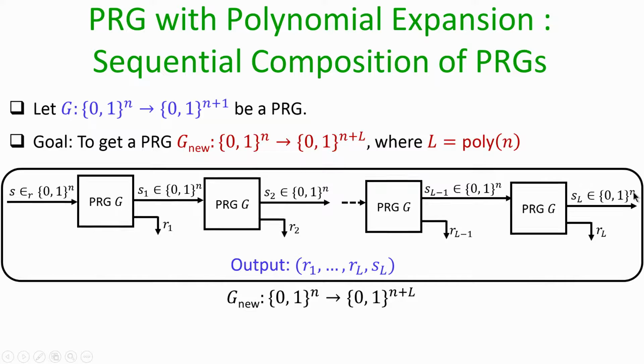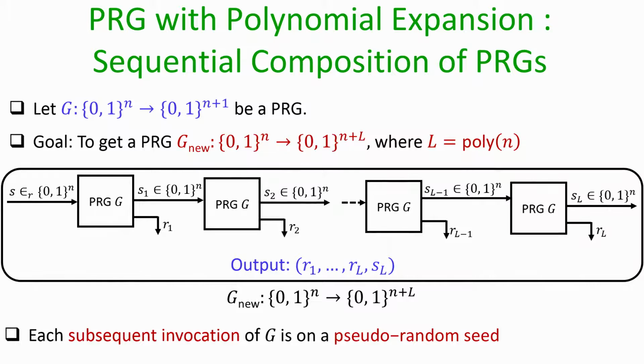So, the overall output of this algorithm G nu will be nothing but the concatenation of R1, R2, ..., RL minus 1, RL along with SL. What we are doing here is invoking the existing algorithm G, L number of times, and in each invocation we generate one pseudo random output and a pseudo random seed, where the seed is used for the next invocation of the PRG, and this process is repeated L number of times.